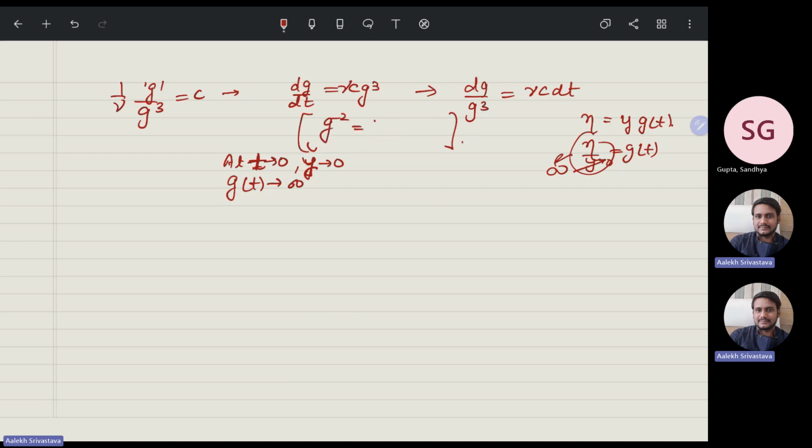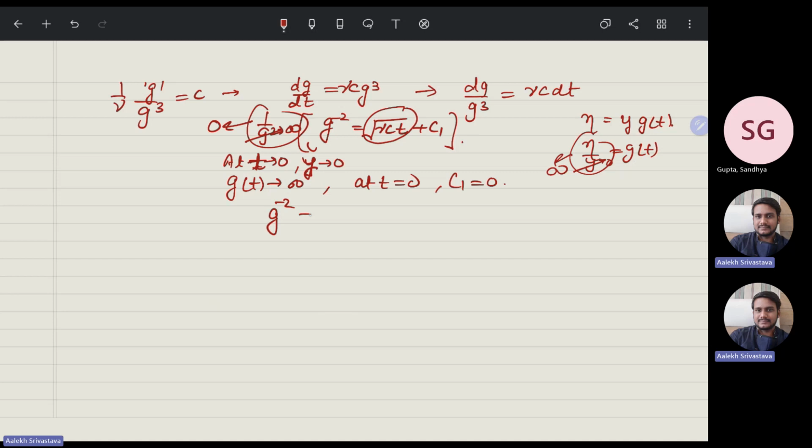G raised to the power minus 2 is equal to under root nu ct plus c1. Now, since this is possible, at t equal to 0, this term will go to 0. This term is 1 by g square. If this term goes to infinity, this whole term will go to 0. Therefore, c1 is equal to 0.